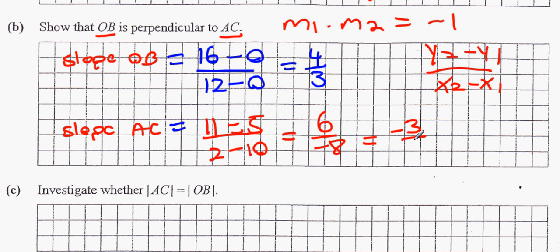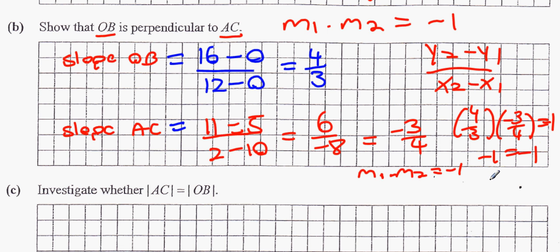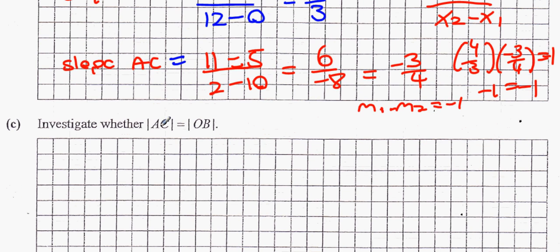Now to get full marks, we've got to multiply them by each other. M1 by M2 equals minus 1. So you've got to say 4 over 3 multiplied by minus 3 over 4 is equal to minus 1. Minus 1 equals minus 1. Hence they're perpendicular. Now, these two vertical lines here mean distance formula.